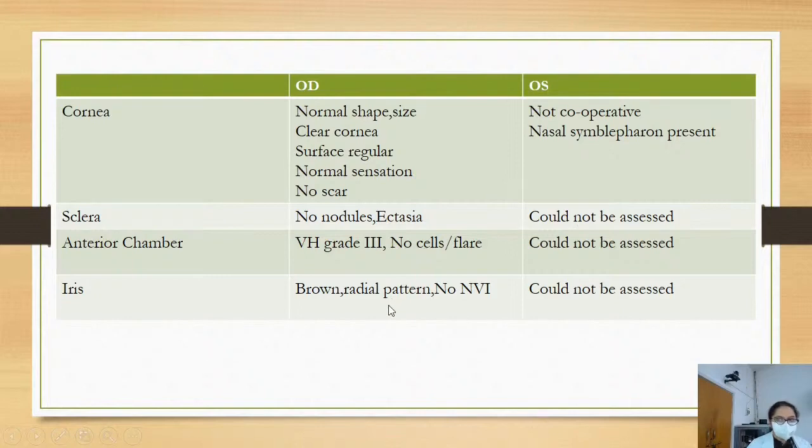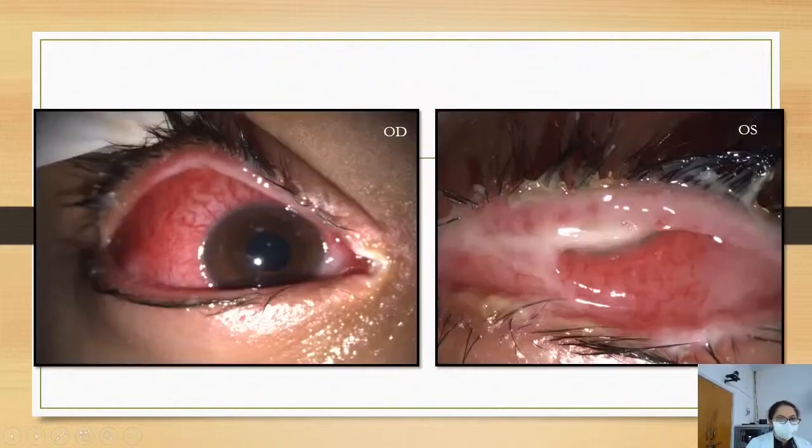Iris was also normal. Left eye we could not examine as it was difficult to remove the discharge, and there was nasal symblepharon present, so it was quite painful for the patient also, so we could not examine the rest of the structures. So we planned for examination. This is the clinical picture.